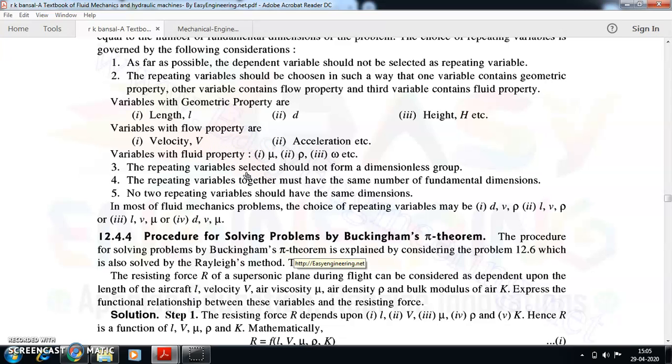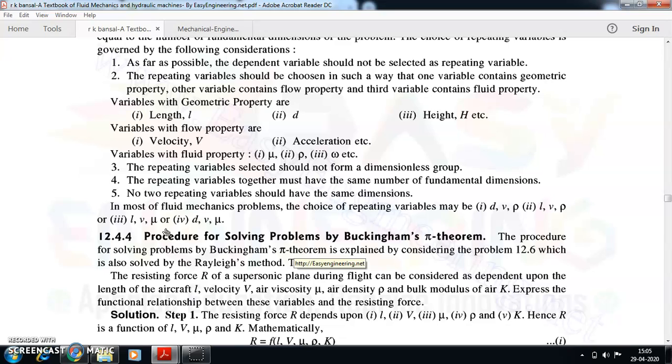For example, the choice of repeating variables can be made like this: diameter connected with geometry, velocity with flow, and density, which is the fluid property. This is fine. Or length, velocity, and density is also fine. Or length, velocity, and mu is also fine. So the consideration is very important: which repeating variables will you choose, which are going to repeat in all your pi terms, from pi 1 till pi n minus m.